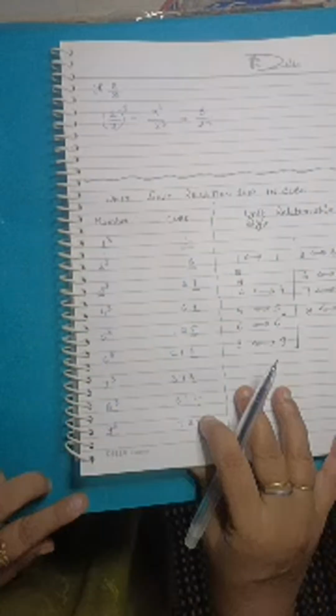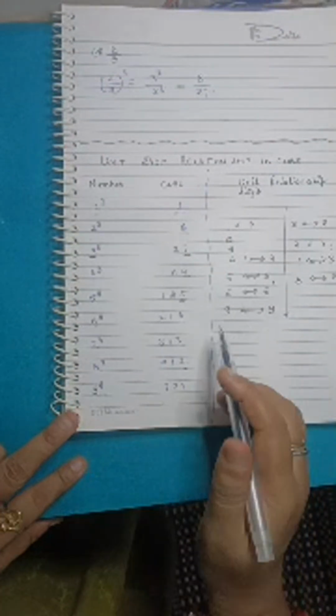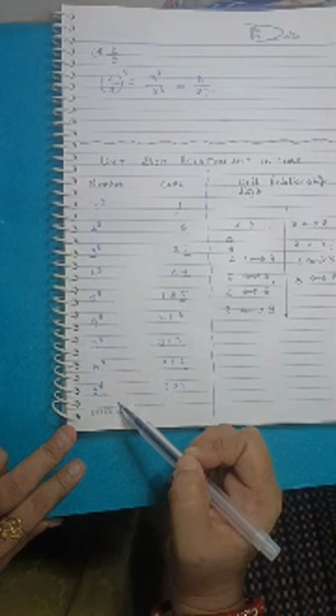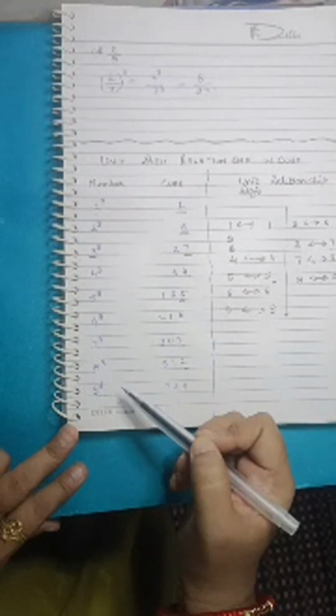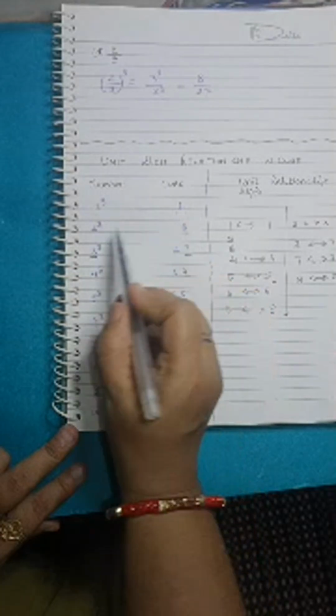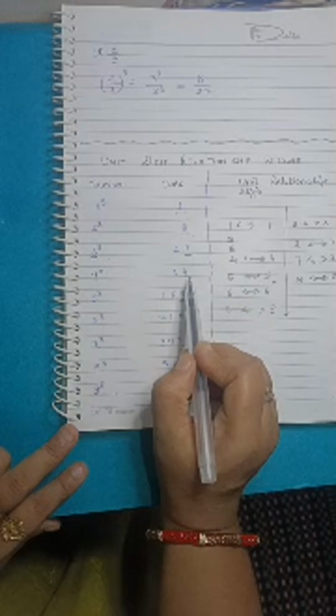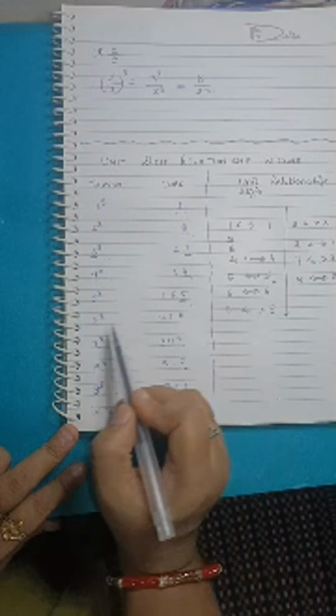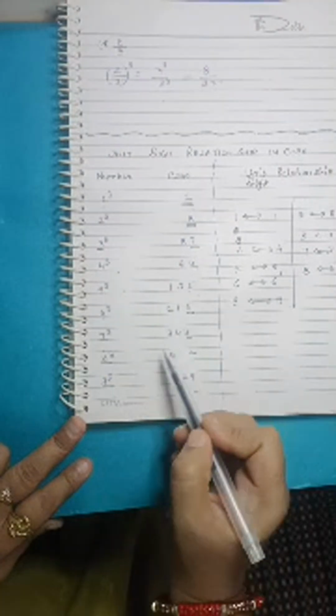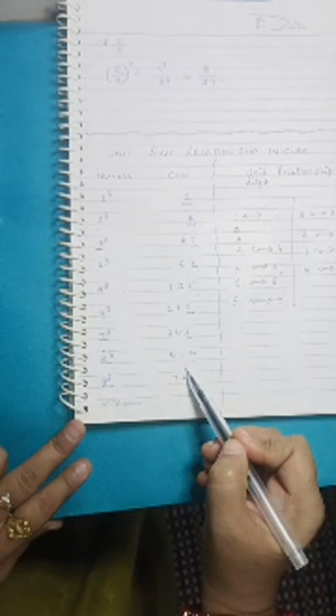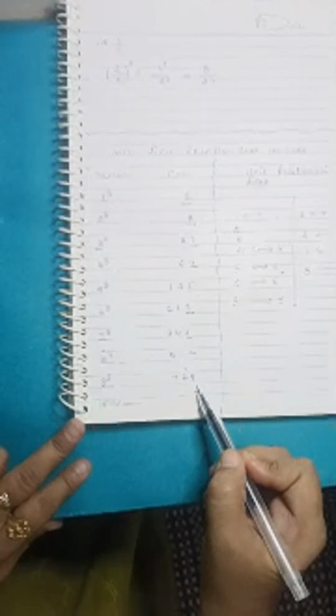Now we talk about the unit digit relationship in the cube. You just see here, I have written the cube of all the unit digits, right? So 1 cube is 1, 2 cube is 8, 3 cube is 27, 4 cube is 64, 5 cube is 125, 6 cube is 216, 7 cube is 343, 8 cube is 512, and 9 cube is 729.